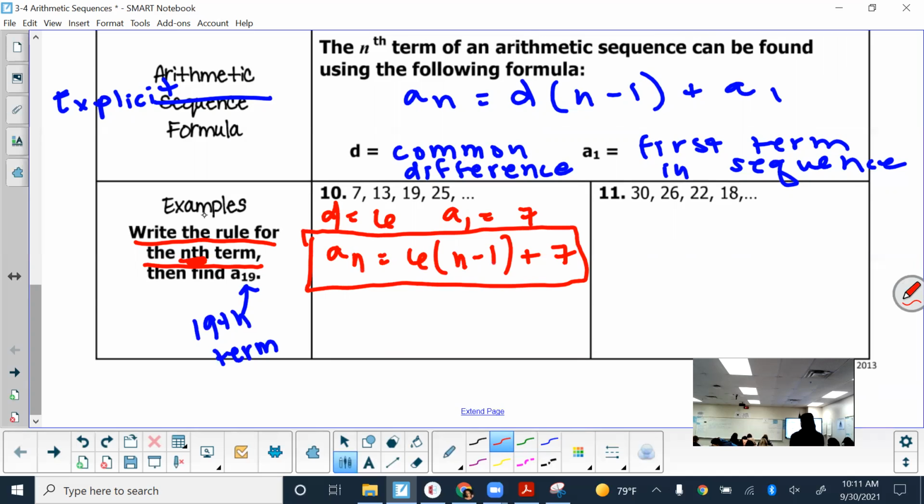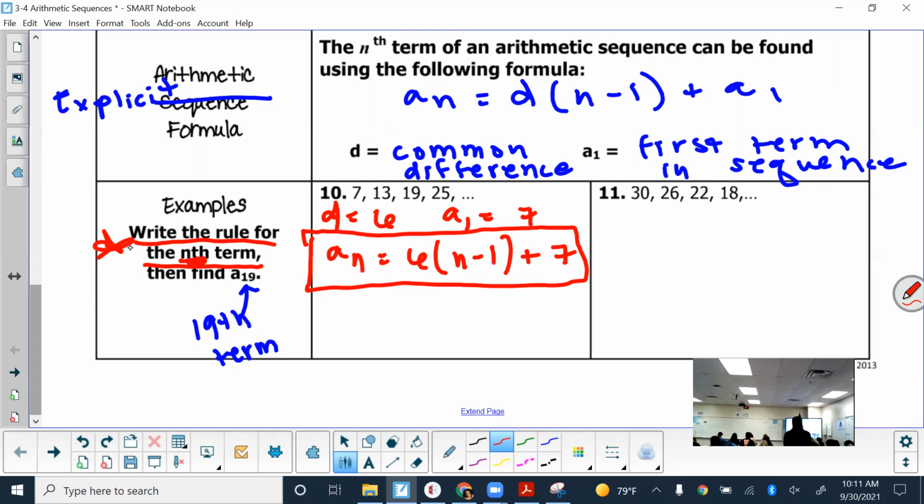Questions there? All right, so I'd probably star that because I know you'll see it on your topic test. It's just to make the rule. So just plug in your common difference and your first term in the right spot.